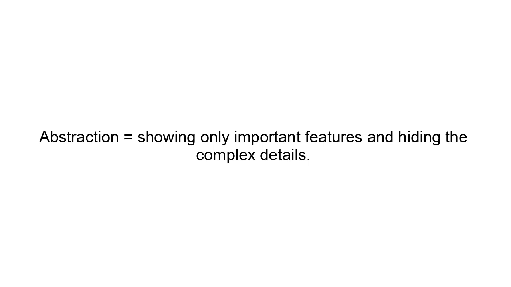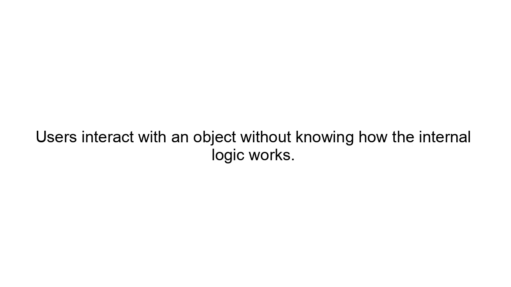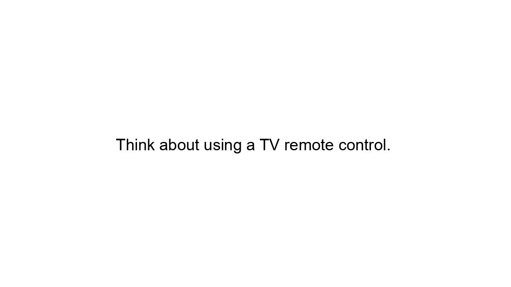Simple example. Think about using a TV remote control. You press buttons like power, volume, channel. You do not know how the electronics inside the TV work. You only use the simple interface. This is abstraction. The complex internal operations are hidden from the user.